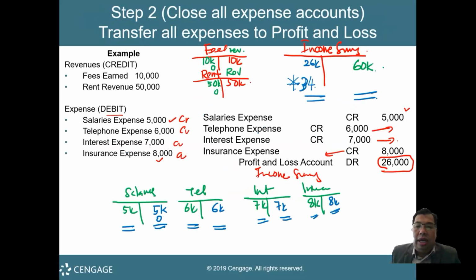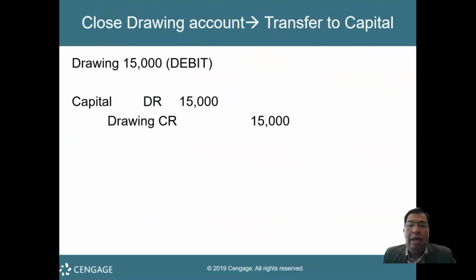Okay, this is the next one. I'm going to put it to your capital. So your capital increases 34,000. And finally is your drawing. For example, you have a drawing of 15,000. Drawing is a debit account. This is your drawing.